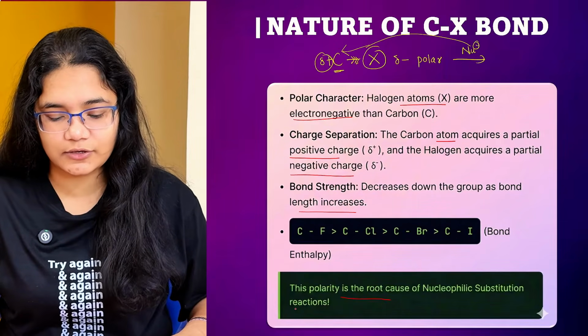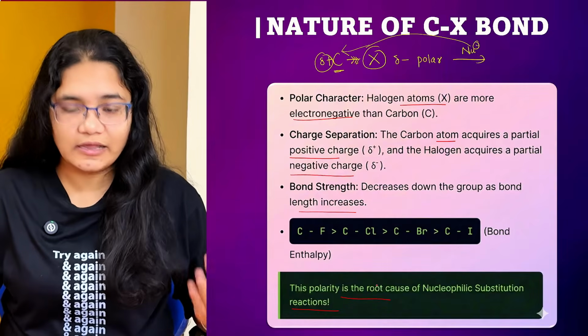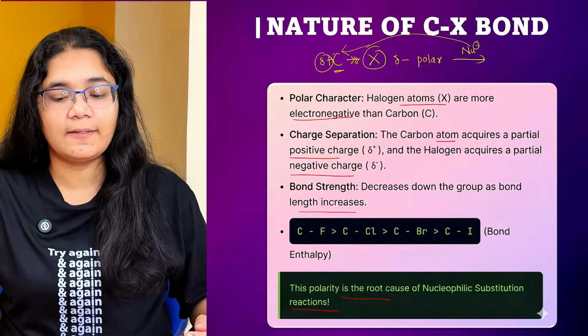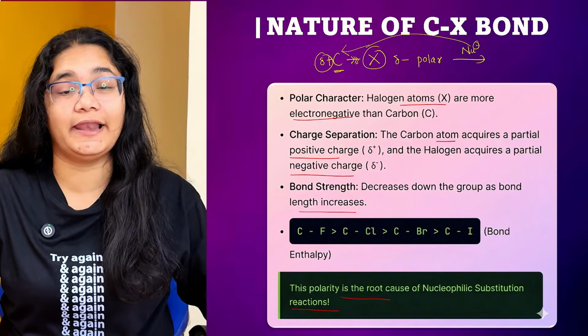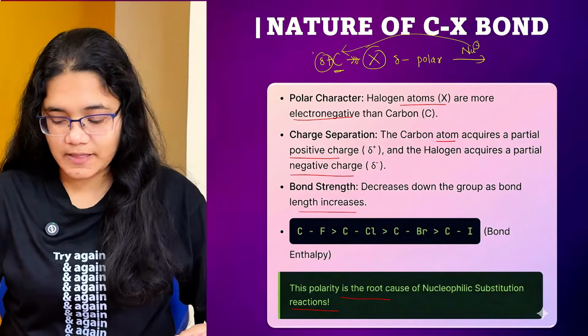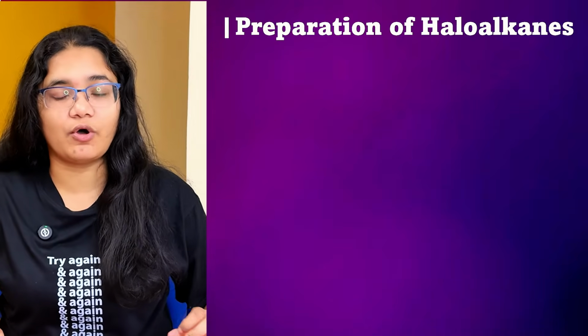The polarity is the root cause of nucleophilic substitution reaction. Because of this polarity only, the carbon has a delta positive charge and it acts as an electrophilic center. Clear? Now we will move to the preparation of haloalkanes.